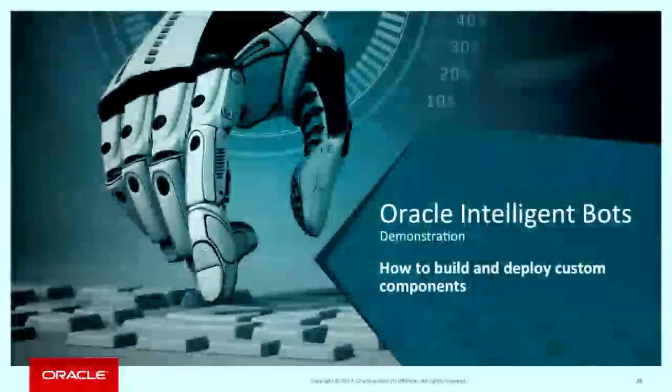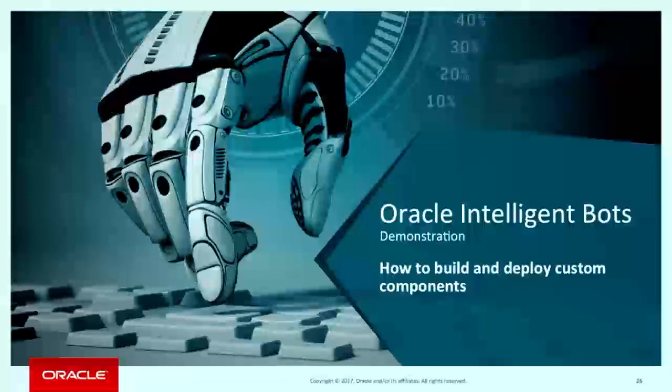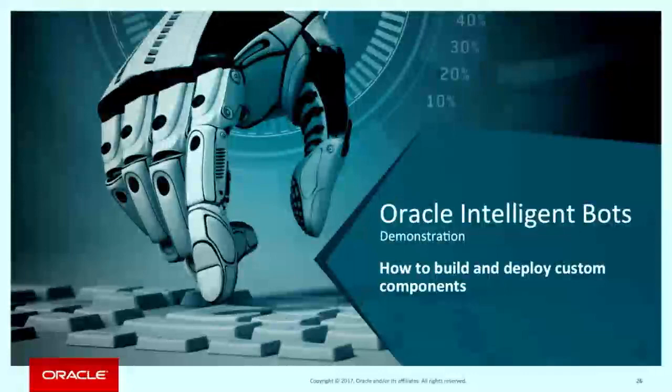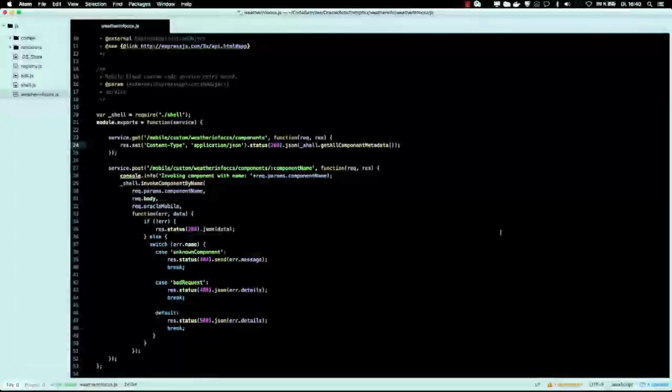So let me show you how the code side of a custom component looks so that you get an impression on how interesting it is to build custom components and how powerful that is. Again, you just build the code that matters, not more. This is a custom component example. As I mentioned, the custom component is exposed as a REST service.